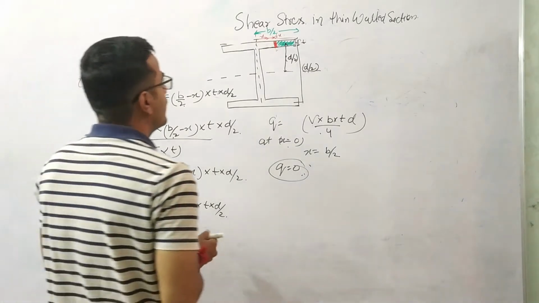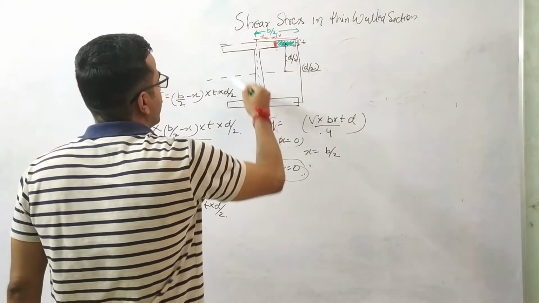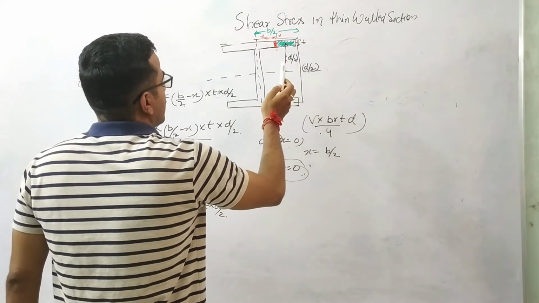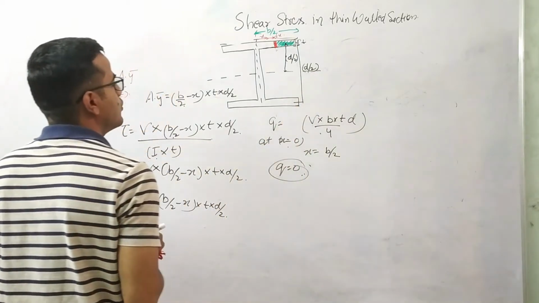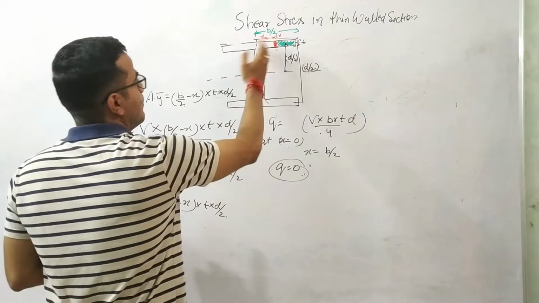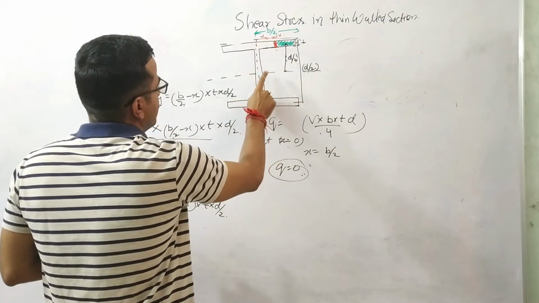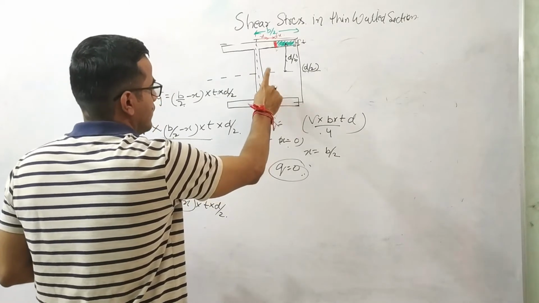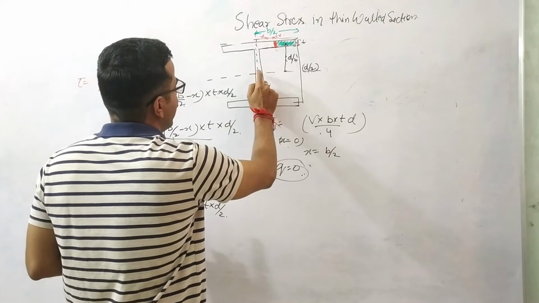Or you can also ask, suppose I am not taking this area and I want to take this area instead. Either you can take this area or this area, it depends upon you. If I take this complete area for finding Q here, the centroid of which will be acting at this location only.